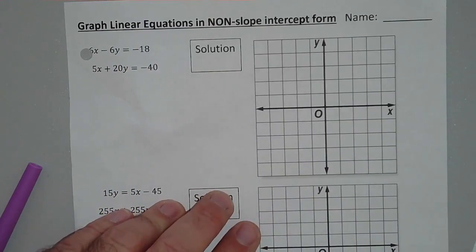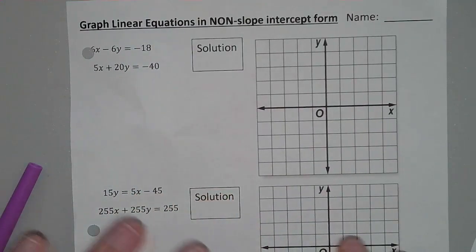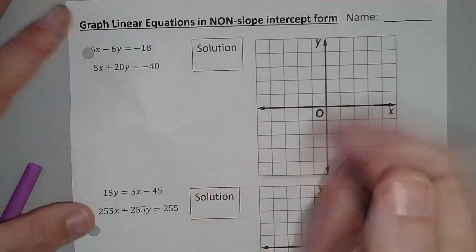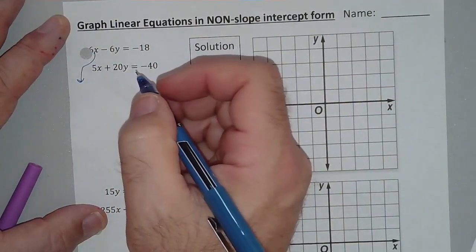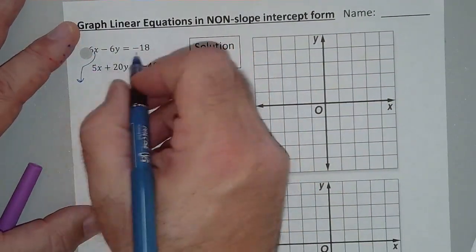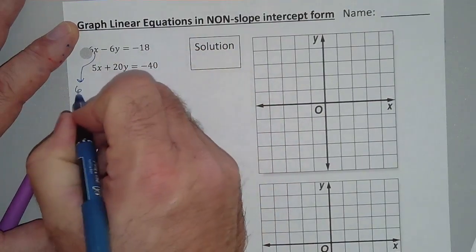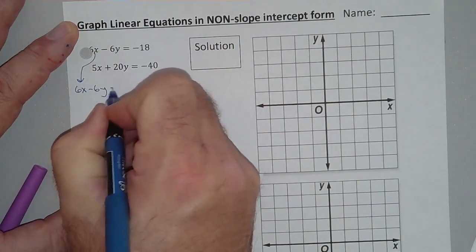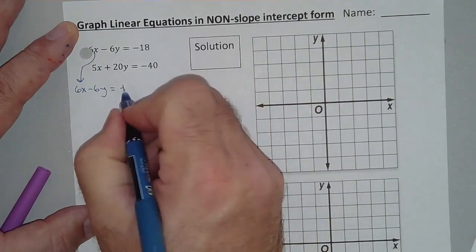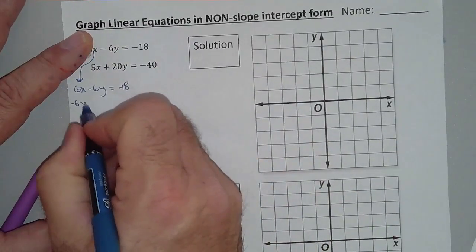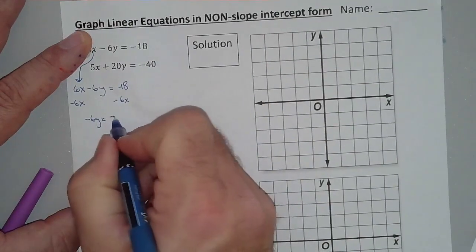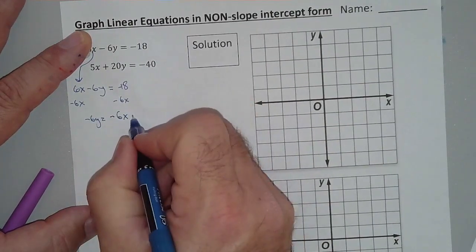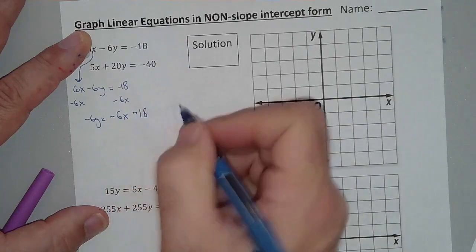All right, let's look at these. I don't know if you noticed, like when I spread these out, they kind of got a little disjointed, but either way, let's go. All right, let me do this down here. I've got 6x minus, I'm going to write it out, 6x minus 6y equals negative 18. I need to move that 6x to both sides, which gives me negative 6y equals negative 6x minus 18.